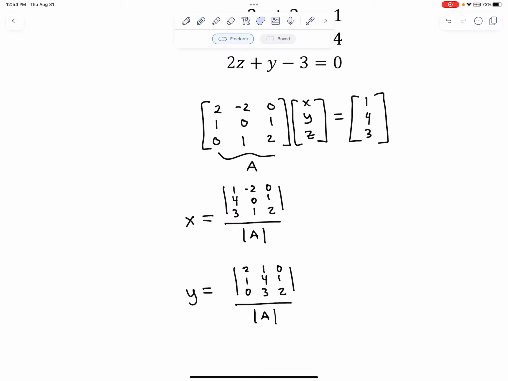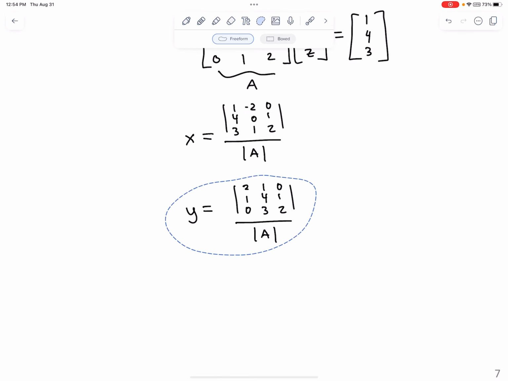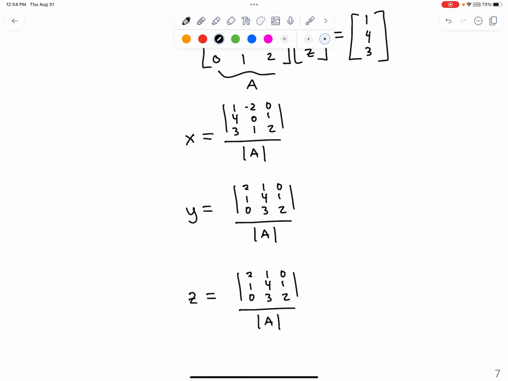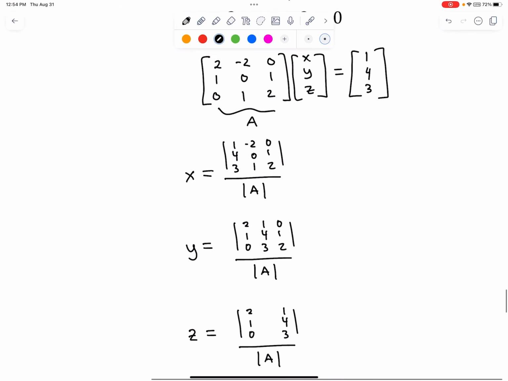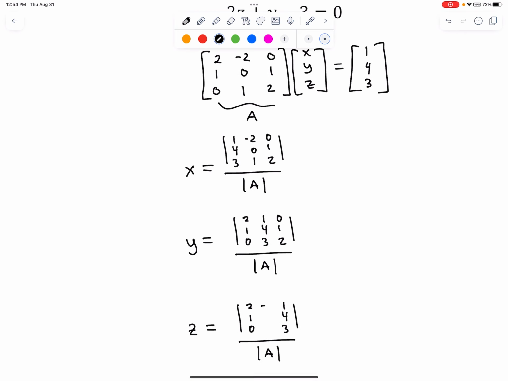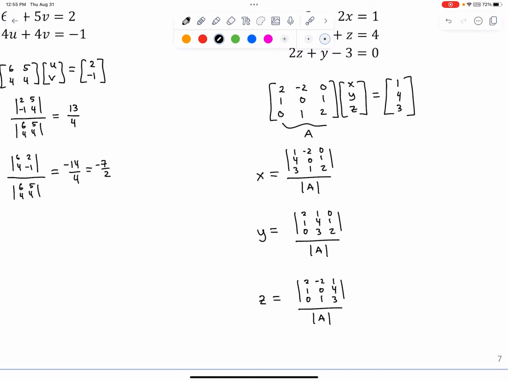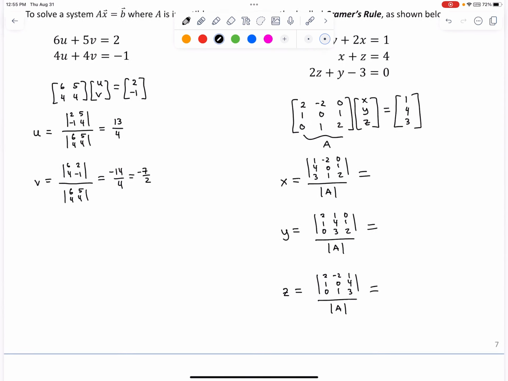And then finally, we can find z doing something similar. The denominator will still be the determinant of A, but now this 1, 4, 3 will be moved over to the z column, and the x and y columns of the original coefficient matrix will be unchanged. Okay, then I went ahead and did all of these calculations, all of these determinants ahead of time, but you can do them by hand. It would be a little bit more calculation you have to do, or you can use technology to speed this up. But when you do this correctly, you should get the following results.